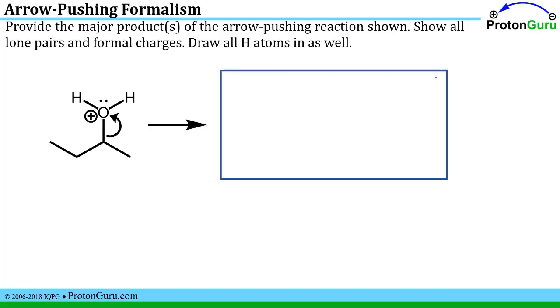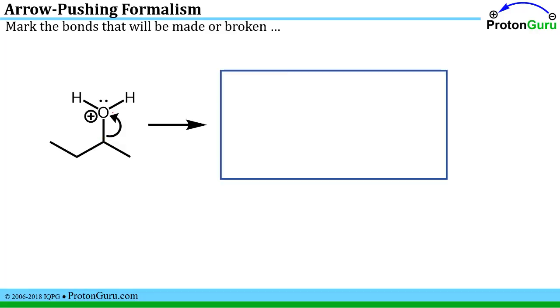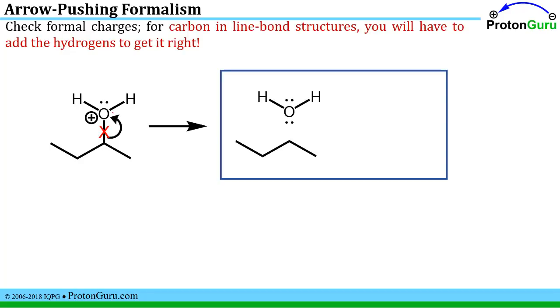Take a look at this arrow that's provided for us. It shows we're taking two electrons out of this space and dumping them onto the oxygen. So if we mark the bonds that are made or broken, we could say, well, this bond's going to be broken because we're taking the two electrons out of that space, and two electrons are a bond. And now if we draw those same atoms without the formal charges, and you see we're now missing that bond that used to be here because we took the electrons out of that space, we see that we have two fragments. And the last thing we have to do is check for formal charges.